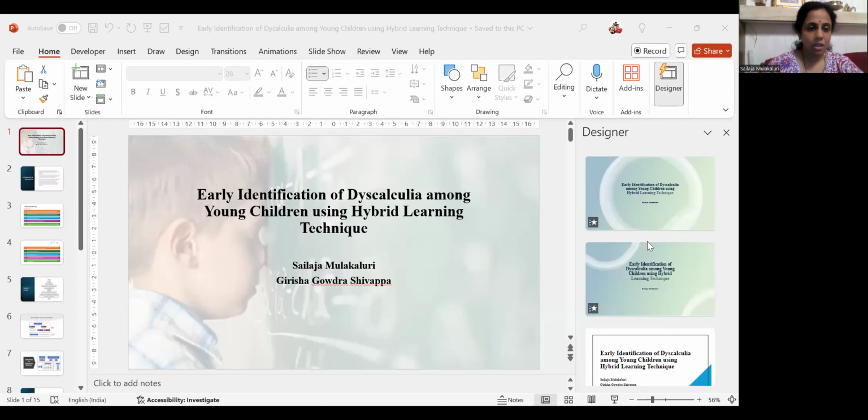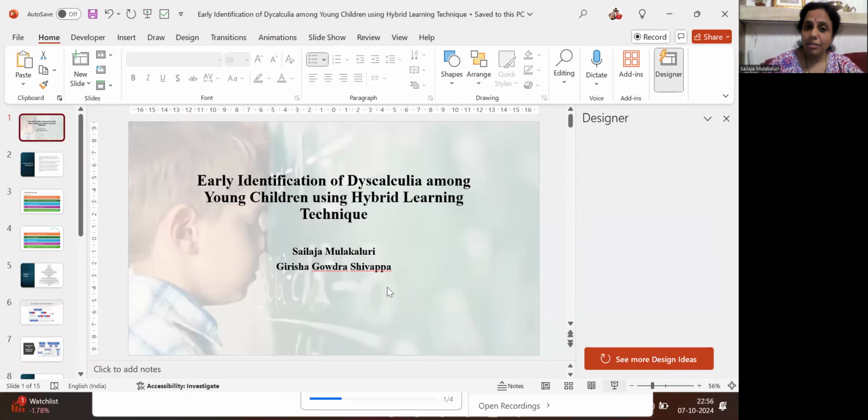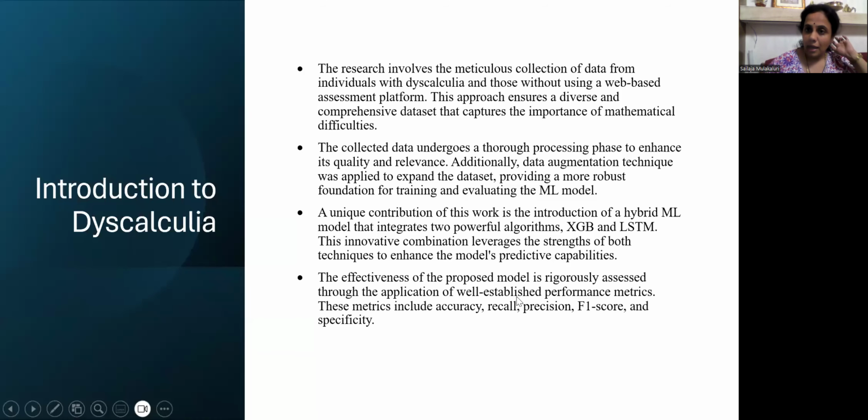Good day to everyone. Today I'll be presenting a paper on early identification of dyscalculia among young children using hybrid learning techniques. Before I get into the various ways of understanding and identifying dyscalculia, let me introduce the concept of dyscalculia. Dyscalculia is nothing but difficulty in calculations, that is, difficulty in mathematics. It is a learning disorder which is generally found in children who face difficulty in learning mathematics.